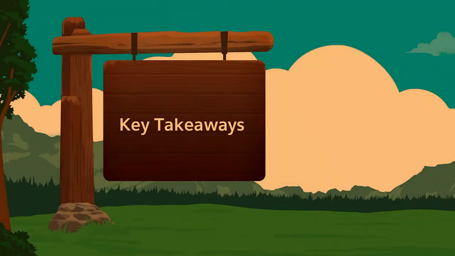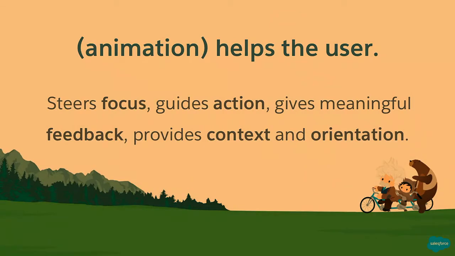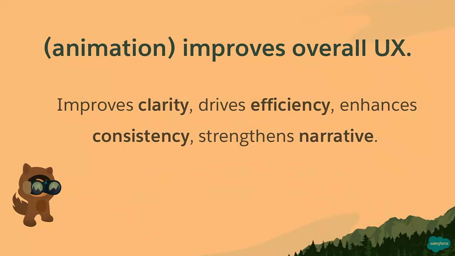So the key takeaways for today are that animation helps the user. It solves a variety of design challenges that static interfaces do not. Animation can steer focus, guide attention, give meaningful feedback to the user, and provide context and orientation, allowing the user to create a mental model of an interface. All of this together improves the overall user experience of a product. Grounding it back into those 4 design principles, animation can improve clarity, drive efficiency for your user, enhance consistency across a product ecosystem, and strengthen brand narrative through your product.